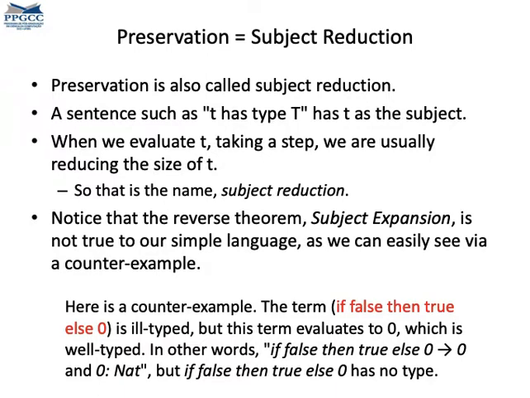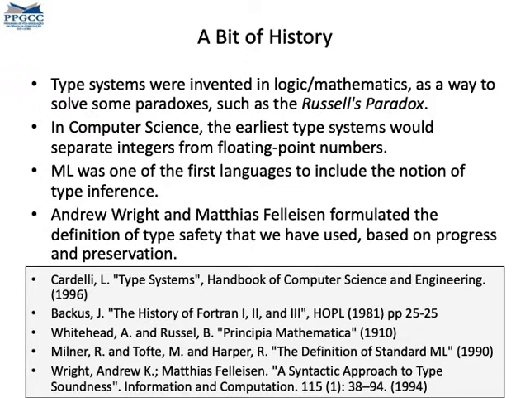For instance, if false then true else 0 has no type. But this term evaluates to 0, which has a type. And with this final observation, we conclude this class on type systems. The literature about types is huge. I've listed a few papers here, but again, the most definitive book on the subject is Pierce's book, Types and Programming Languages.